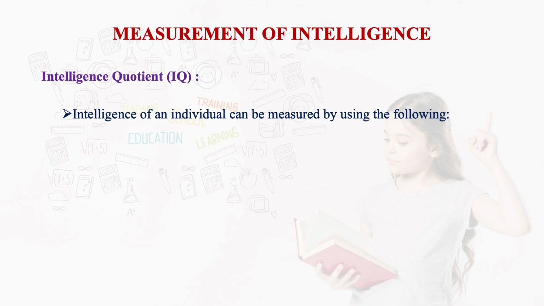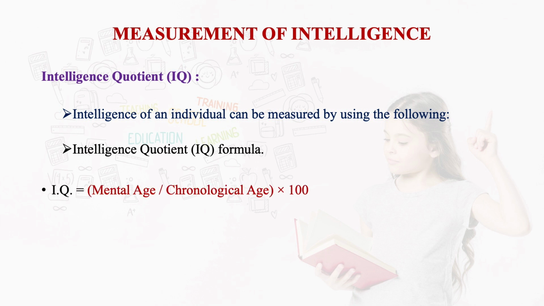Intelligence of an individual can be measured by using the intelligence quotient, that's called the IQ. The formula is IQ equals mental age upon chronological age into 100. So mental age divided by chronological age into 100. Two concepts are here: one is the mental age and the other is the chronological age. Friends, try to understand the concept of mental age and the concept of chronological age.